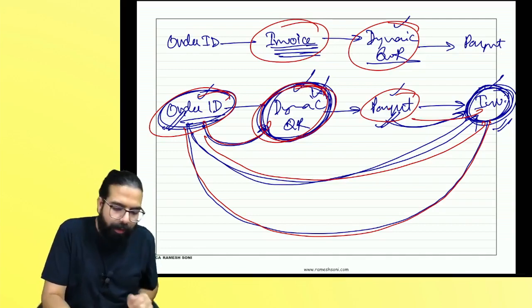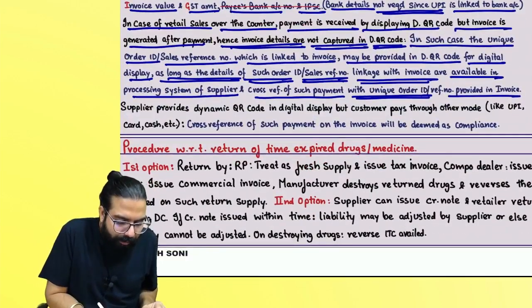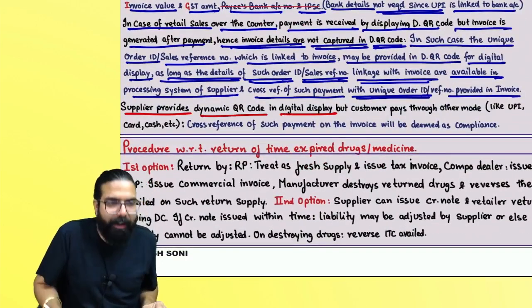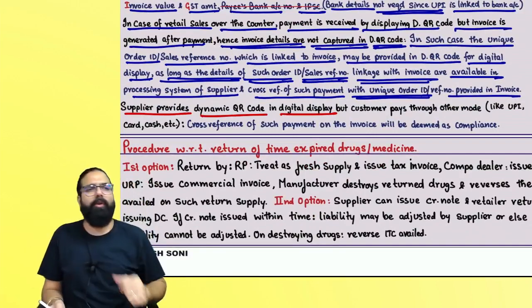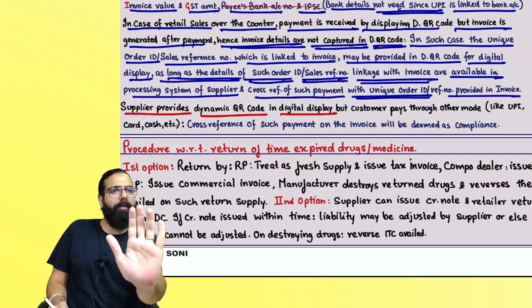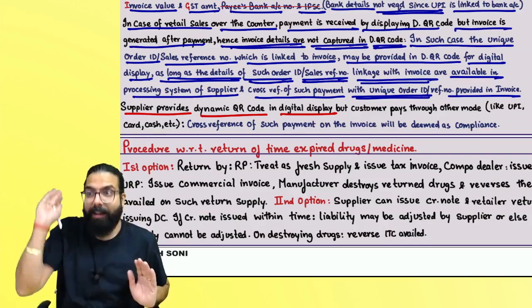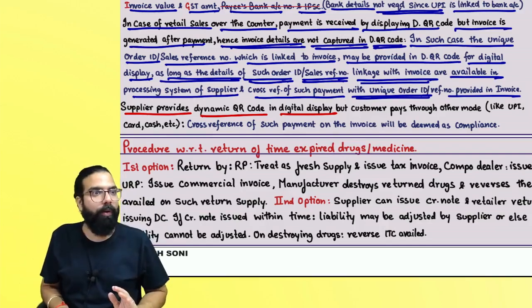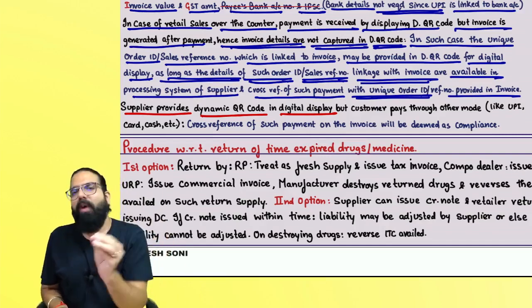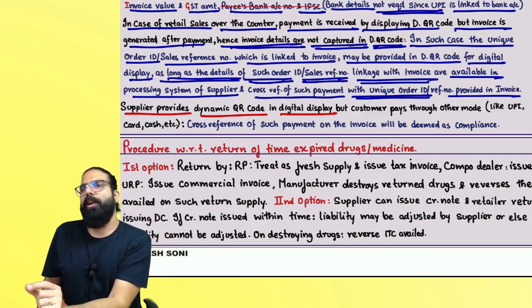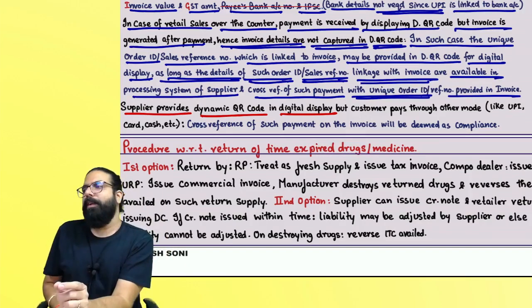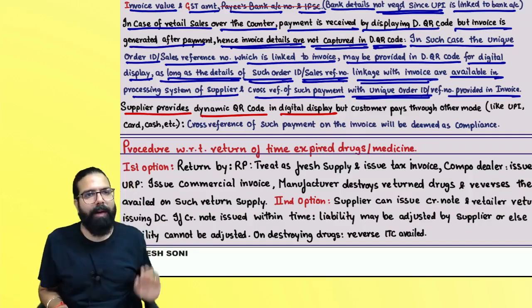Clear? The next one over here is, sir, the supplier provides a dynamic QR code in digital display, but the customer makes the payment through cash. I showed him the dynamic QR code, but he doesn't want to use the QR code to make the payment. But he will hit him and say, no, you have to make the payment through QR code only. Baba, in that scenario, however he makes the payment, just capture in your invoice that the payment was done in cash or card, etc. That will be deemed as compliance.